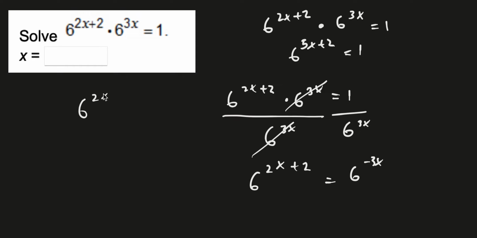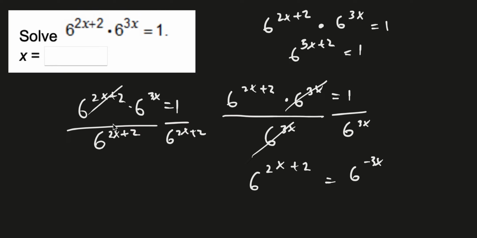If we were to do it another way, for example, 6 raised to the 2x plus 2 times 6 to the 3x equals 1, we can actually divide by 6 raised to the 2x plus 2 if you wanted to. These would cancel. This would be 6 raised to the 3x is equal to 6 raised to the negative 2x plus 2. You can push it on top and make the whole thing negative, not just the 2 here or the 2 there. It's a whole thing. So we have to solve both of these now. We can set the top exponents equal to each other. Let's do that. So this is going to be 2x plus 2 is equal to negative 3x.